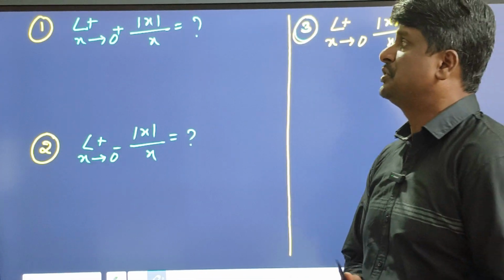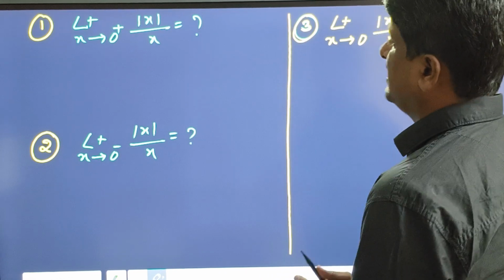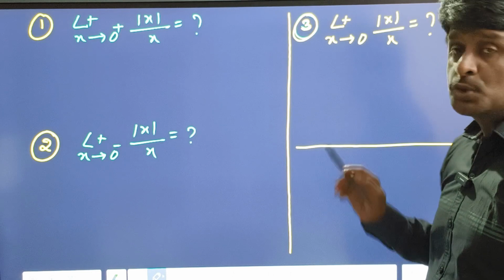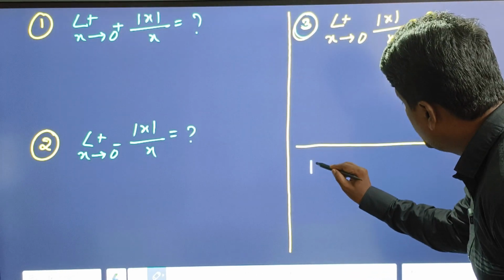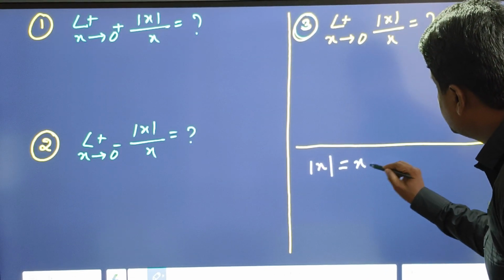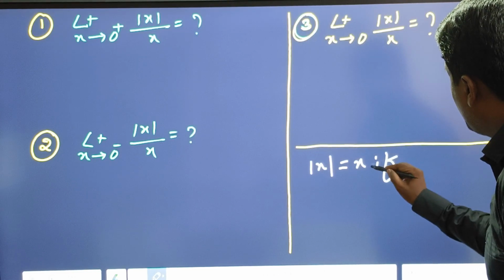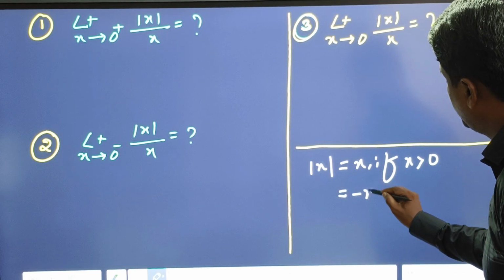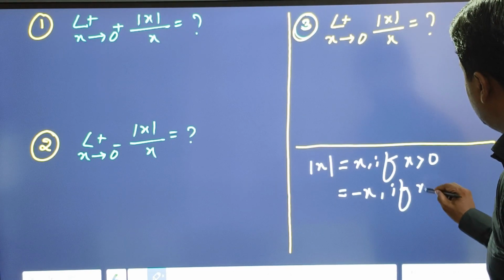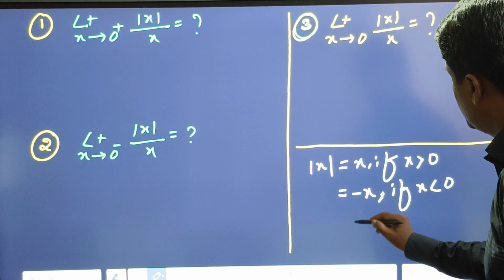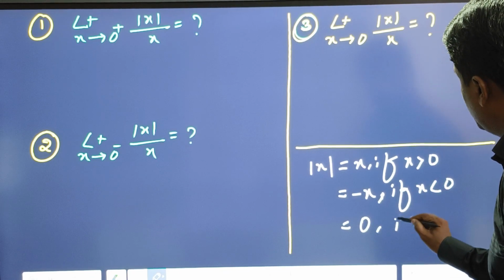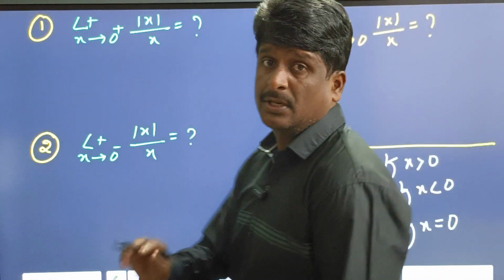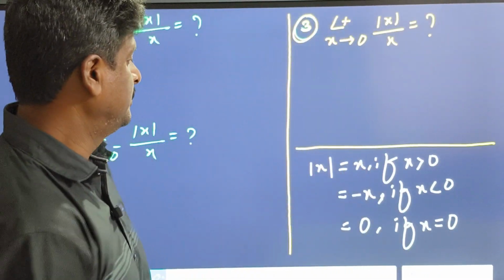Limit x tends to 0 plus, modulus x by x. Here there are three problems. To solve these three problems, we are going to use the modulus x definition. Modulus x is equal to x if x is greater than 0, minus x if x is less than 0, and 0 if x is equal to 0. So this is the modulus x definition.